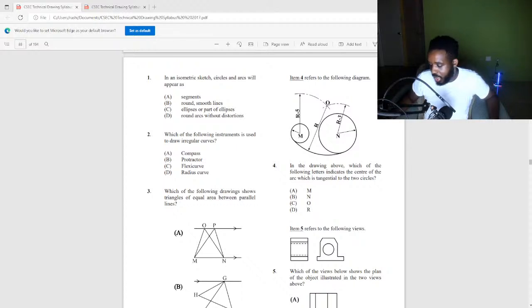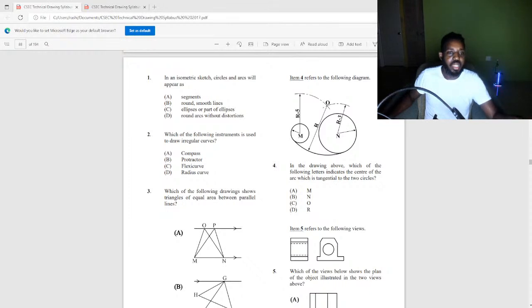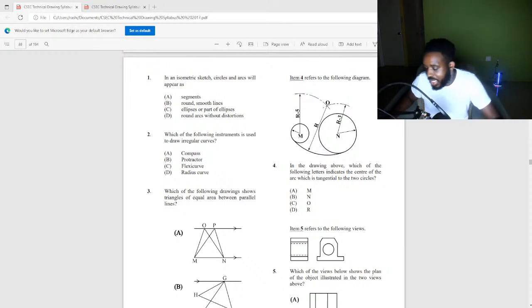Alright, so what we're going to be looking at today is some technical drawing multiple choice questions. We're going to be going through the specimen paper that is on the CXC syllabus. The questions are there and the answers are there, so we can cross-check our answers with our questions, so that you can see that Mr. Cargill isn't just saying that the answer is A. CXC shows on the answer sheet that the answer is actually A or B or C, or whatever the answer might be.